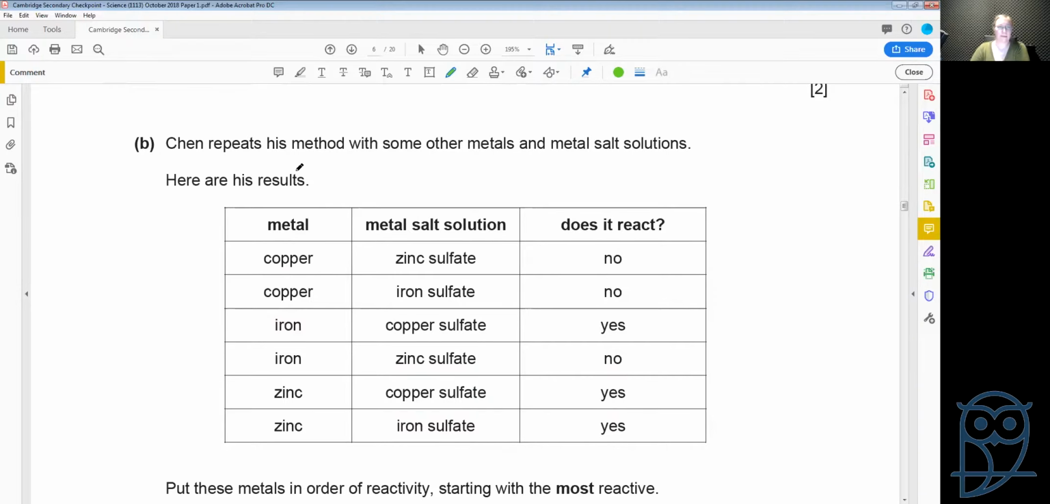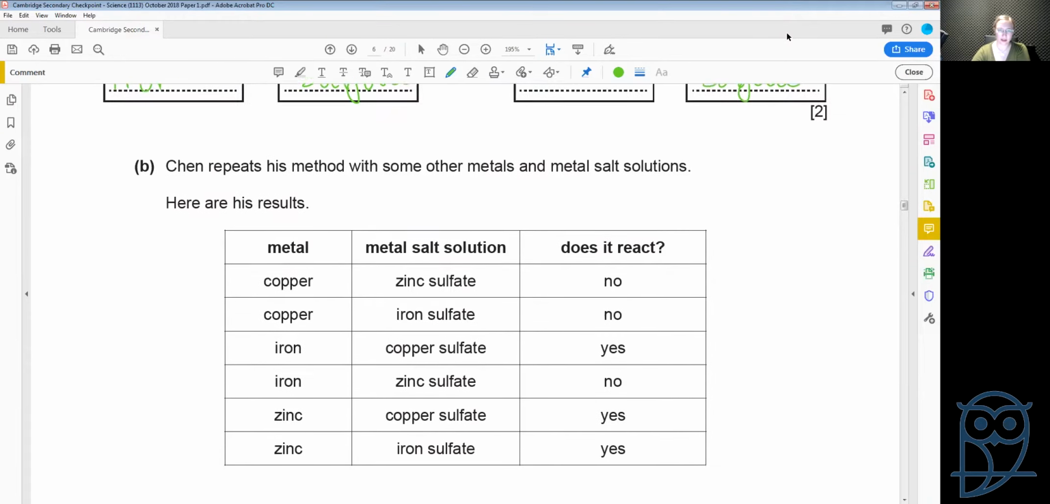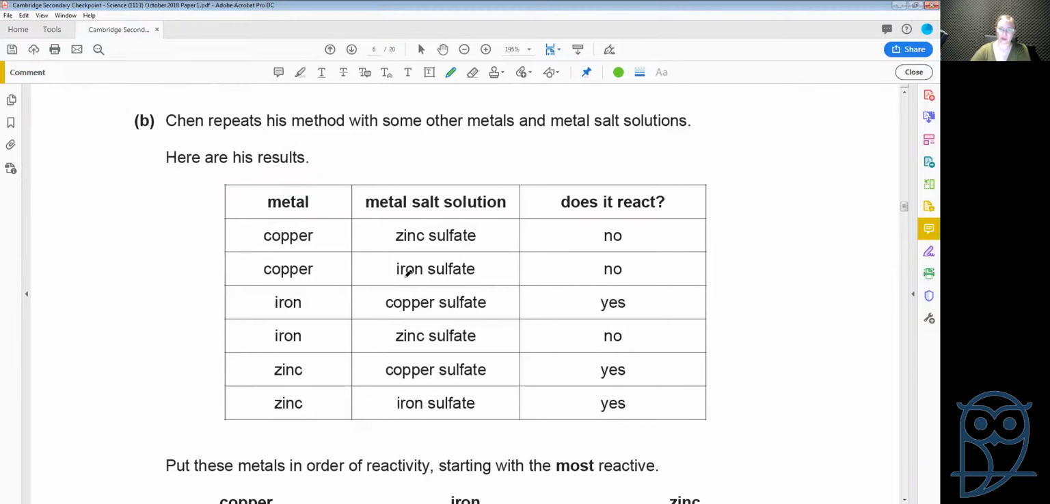So he repeats this method with the iron and the copper sulfate with some other metals in metal salt solutions. And these are the results that he got. So these are the three metals: he has copper, iron, and zinc. And then he has zinc sulfate, iron sulfate, copper sulfate. So he adds these to the other sulfate solutions.